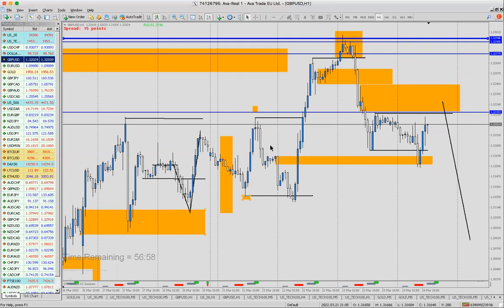You can do all this on the lower time frames as well, and it works well on the lower time frames because price is fractal. Whatever happens on one time frame will happen on every time frame.